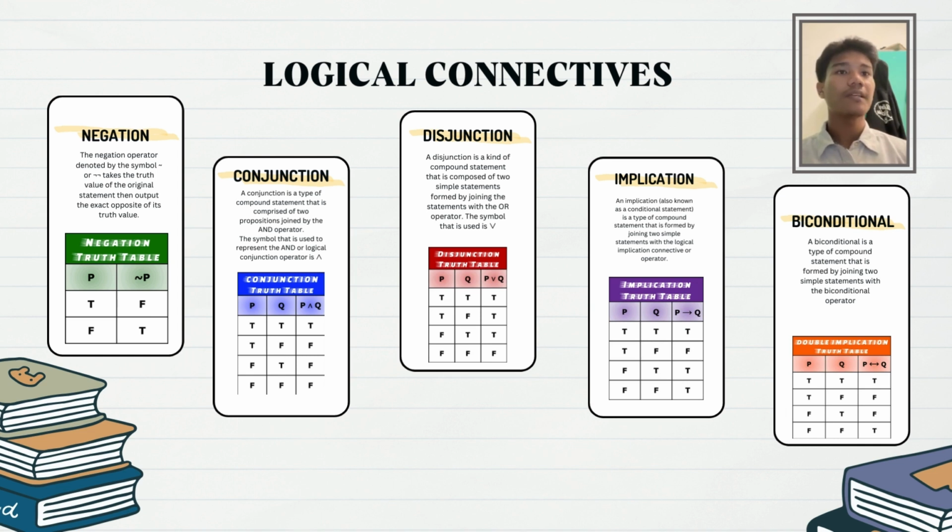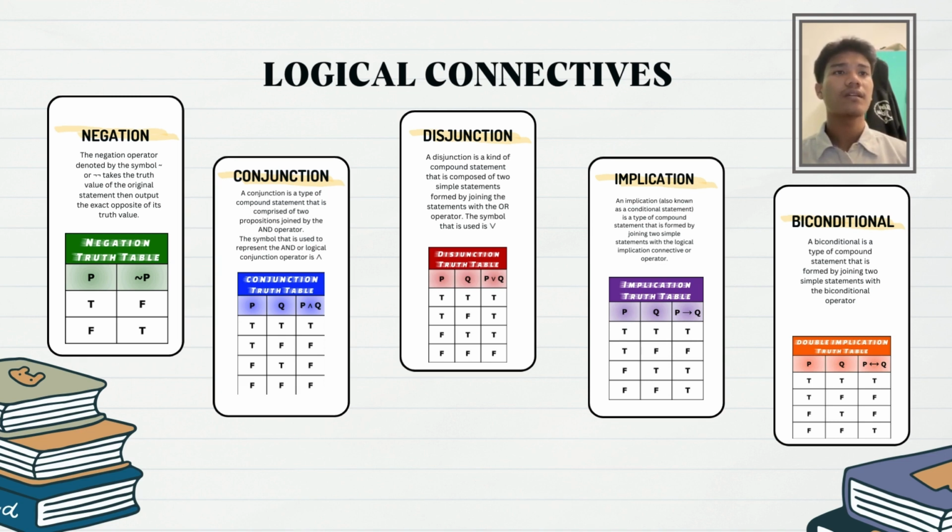Then we go to the implication. An implication, also known as a conditional statement, is a type of compound statement that is formed by joining two simple statements with the logical implication connective or operator. We can see through the implication truth table, if P is true, Q is true, the answer will be true. If P is true, Q is false, the answer will be false. If P is false, Q is true, the answer will be true. Then if P is false, Q is false, then the answer will be true.